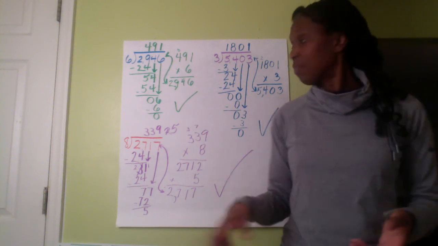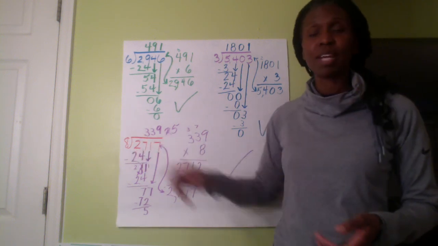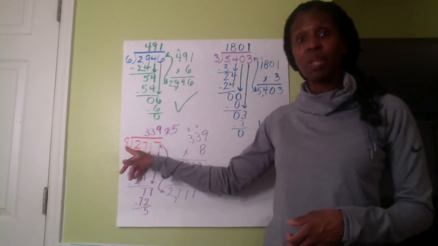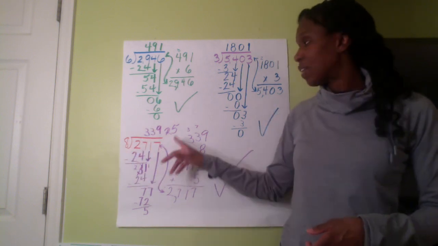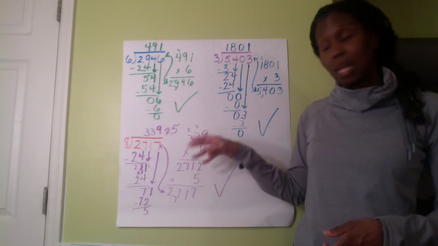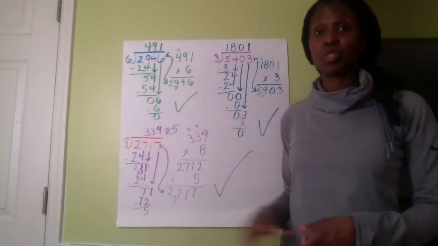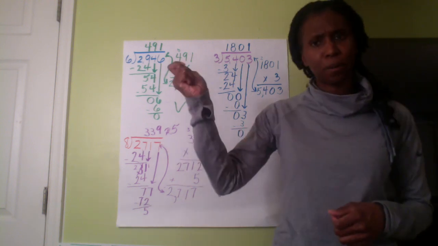Okay, and then to check it, you're just going to multiply the numbers that are outside of the house, the quotient and the divisor. Multiply those 2 numbers together, and then if you have a remainder, add it. And your result should be the same as your dividend. As long as that happens, you've nailed it.